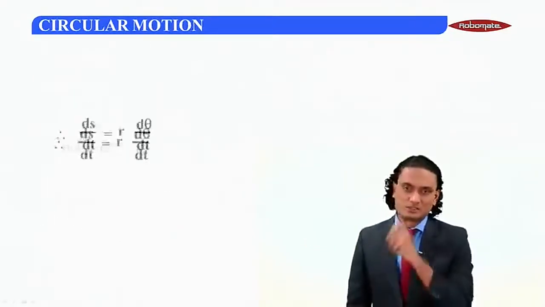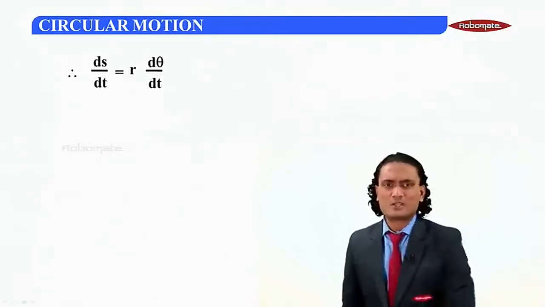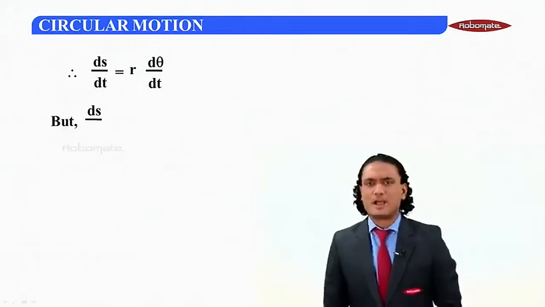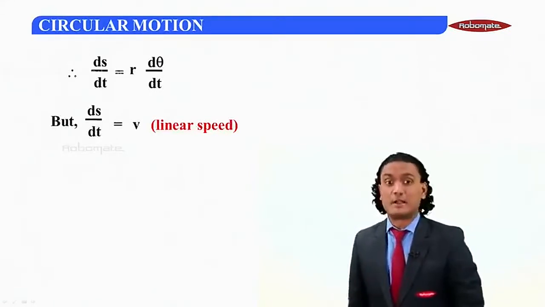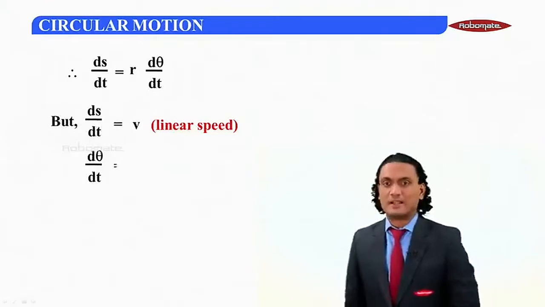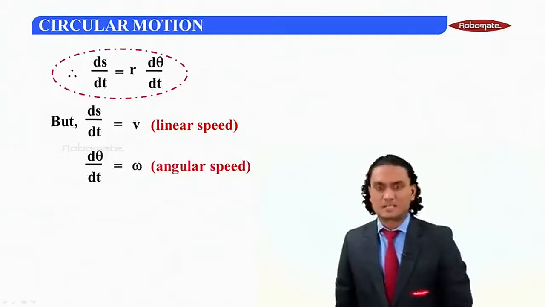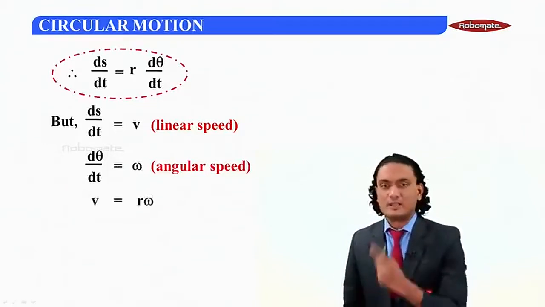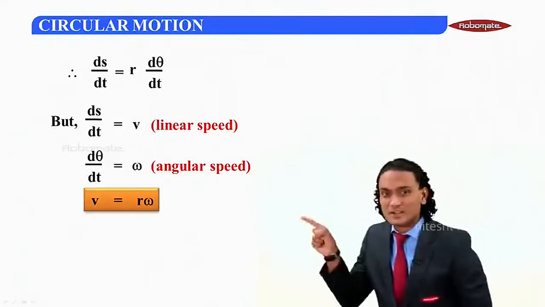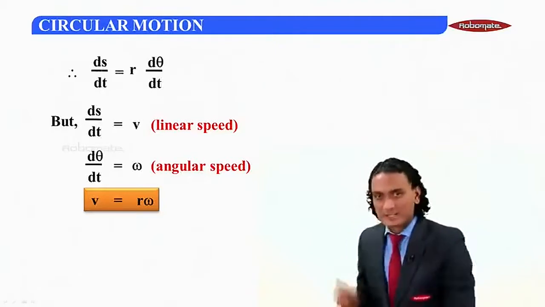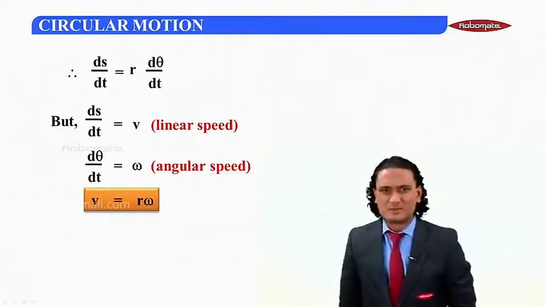Now students, we all know what ds by dt is. Very good. ds by dt is nothing but v, which is your linear speed. And d theta by dt is nothing but omega, which is your angular speed. So this expression will change as ds by dt is v is equal to R into d theta by dt is omega, so v is R omega. This is the relation between the linear velocity and the angular velocity. V is equal to R omega. Isn't this very simple?